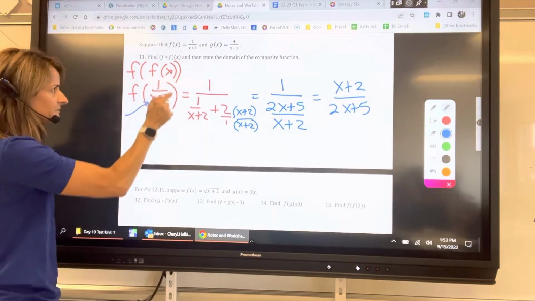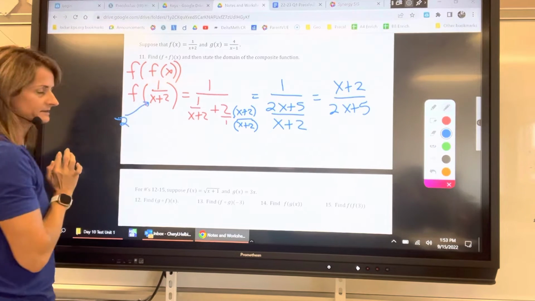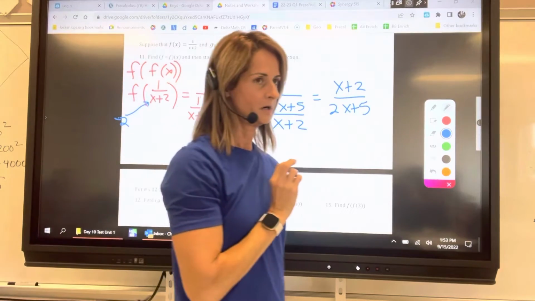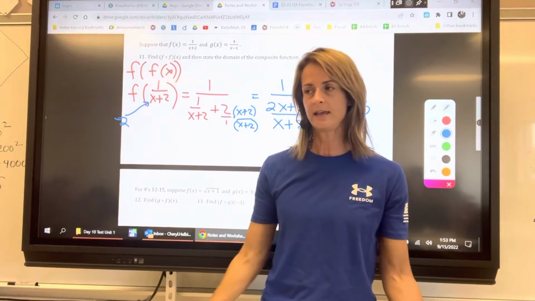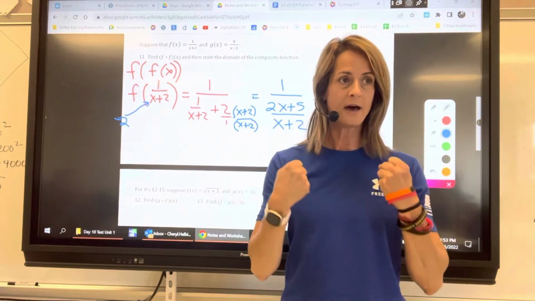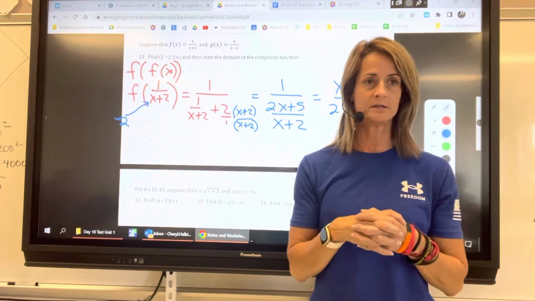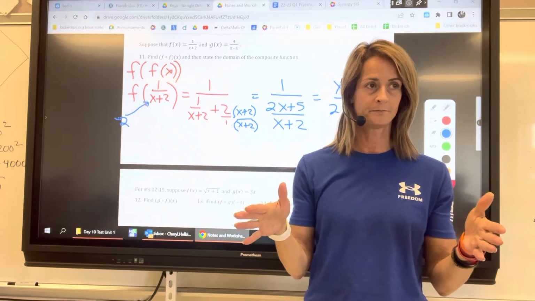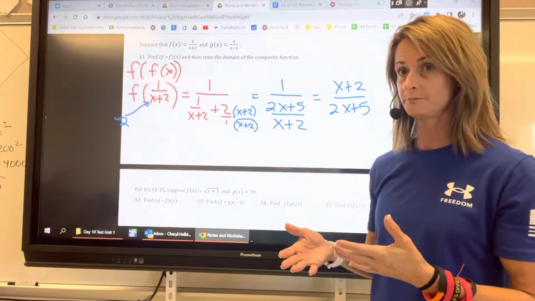Just looking at the input here, just looking at f of x, if this x value is -2, I have inputted an undefined. I put in a 1 over 0. I can't input 1 over 0. So I have to pull out of my domain that starts as all real numbers a -2, because -2 isn't going to work. Okay, so I know that right away, even before I start.